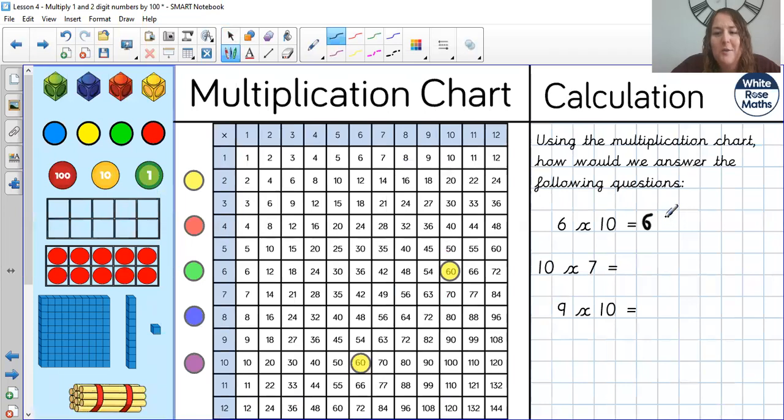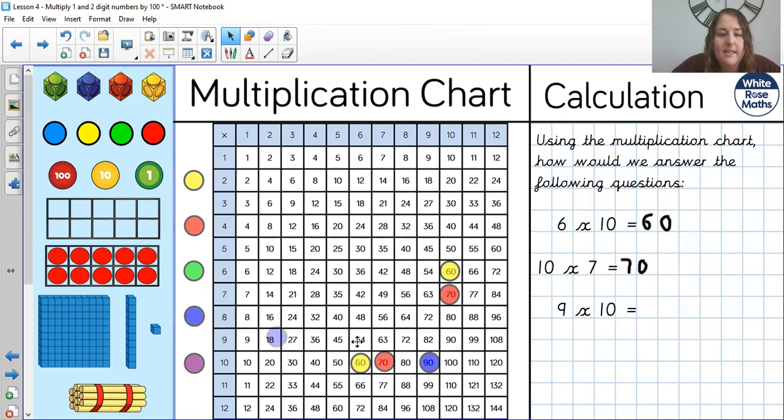Hopefully you might just know that in your head anyway, the same with the other questions, but let's just use the grid anyway. Starting on 7, going down to 10, or 7 at the side and going along to 10 for 70. And exactly the same for our 9 times. So 9 from the top, down to the row of 10, or 9 at the side, along to the row of 10 there for 90. Okay, really straightforward starting off with those this morning.